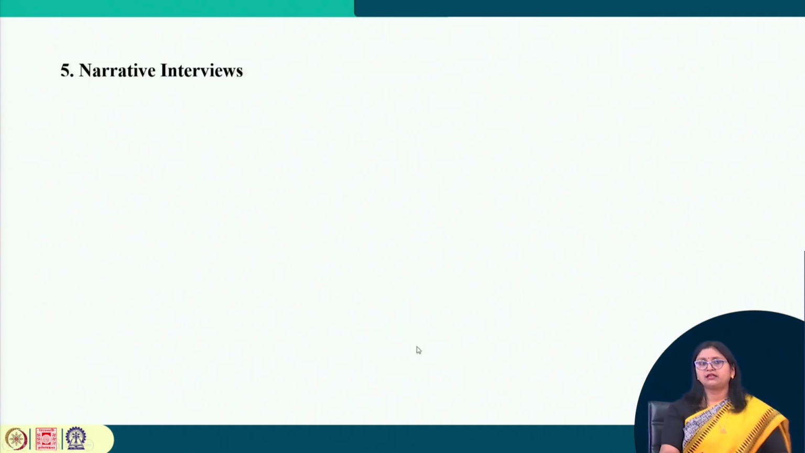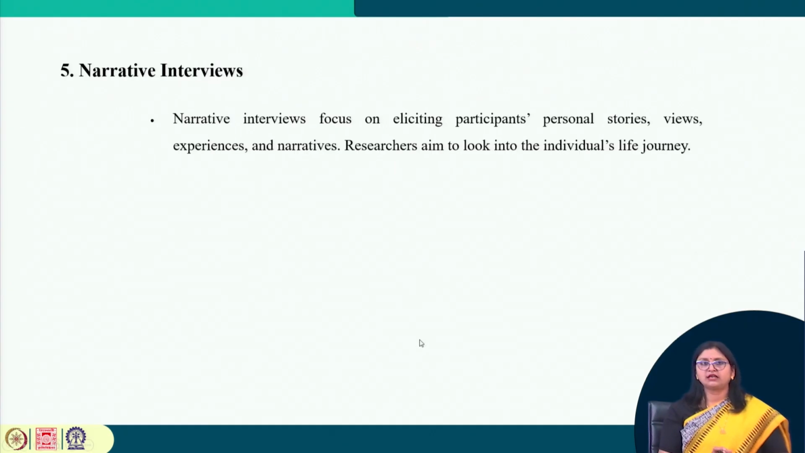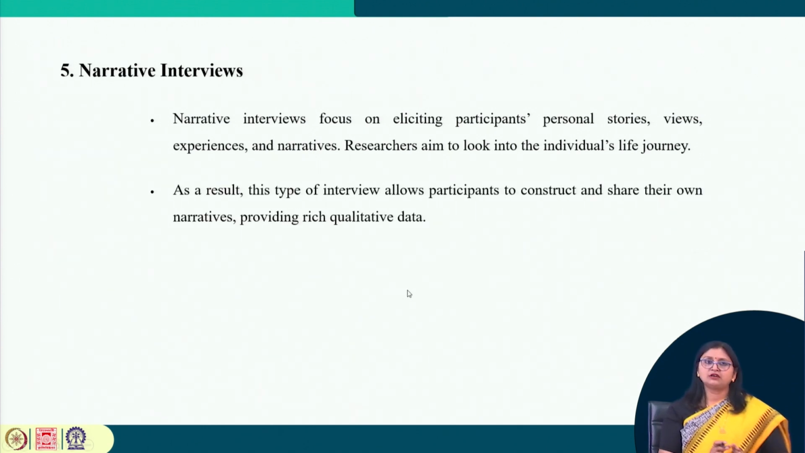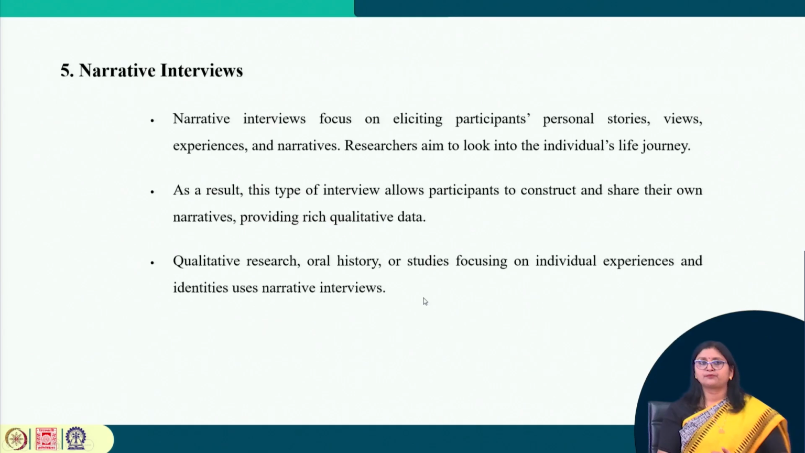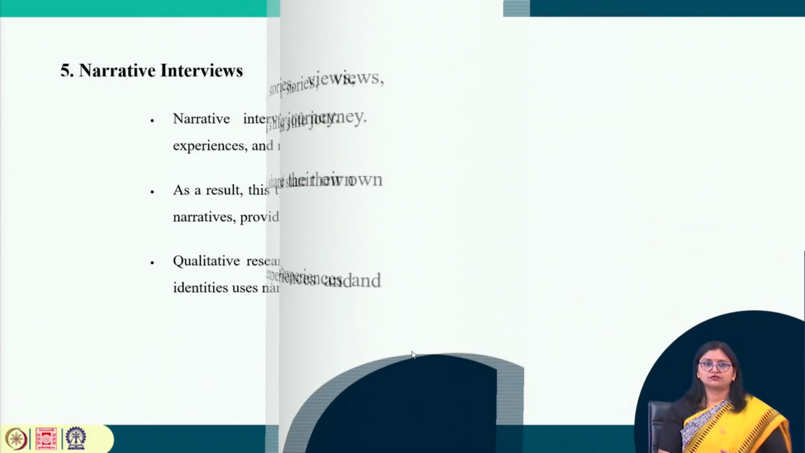The fifth one is the narrative interview. By the name you can understand that the narrative interview focuses on eliciting the participants' personal stories and views, their personal narration, experiences and narratives. Researchers aim to look into the individual's life journey. As a result, this type of interview allows participants to construct and share their own narratives, providing rich qualitative data. Qualitative research, oral history, and studies focusing on individual experiences and identities use narrative interviews.